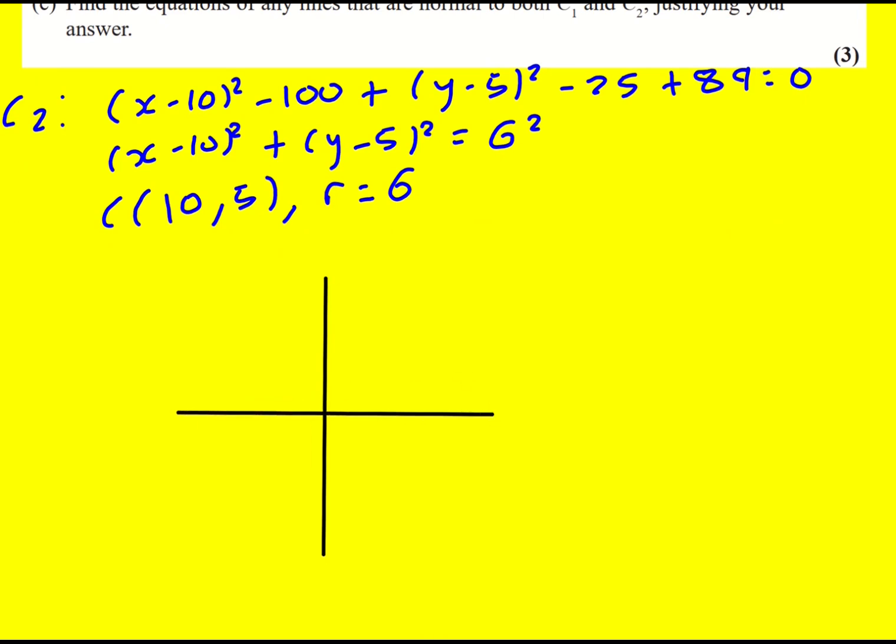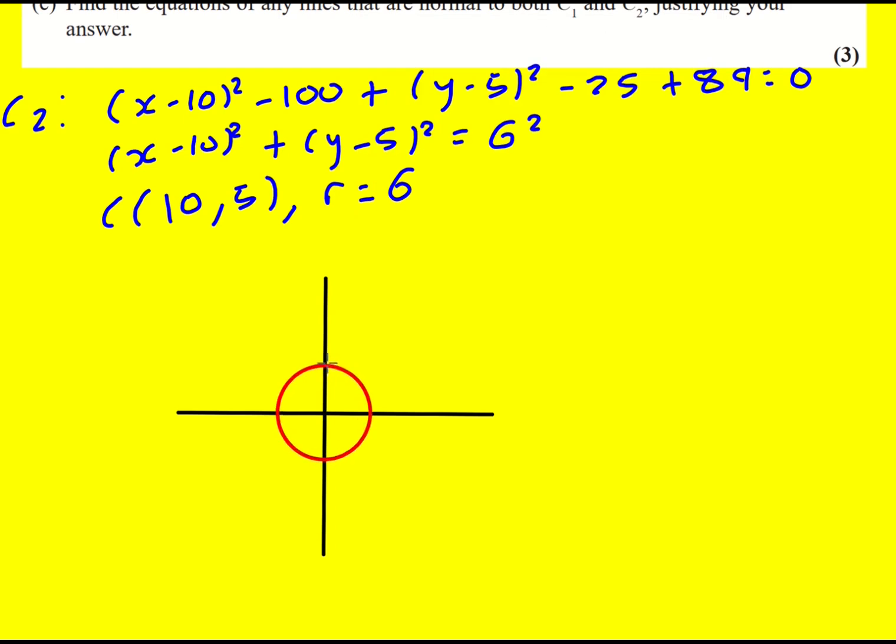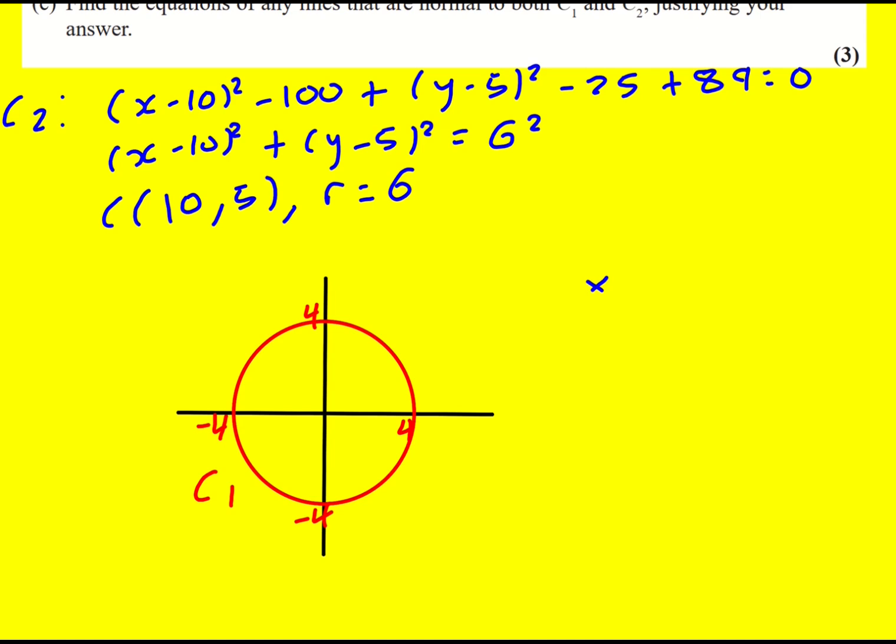Okay, I can cheat a little bit because I've got a circle drawing tool, but it's not essential. The first one then, radius of 4. Let's put it like that. So this is going to be 4 here and minus 4. Then the second one, center 10, 5. So maybe up here. Now there's two things to spot.